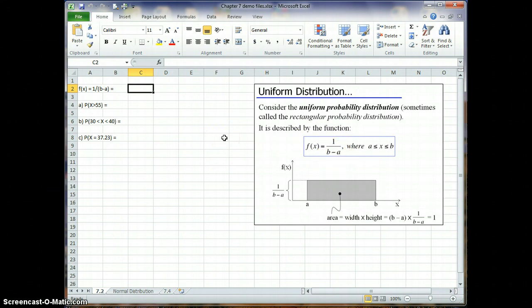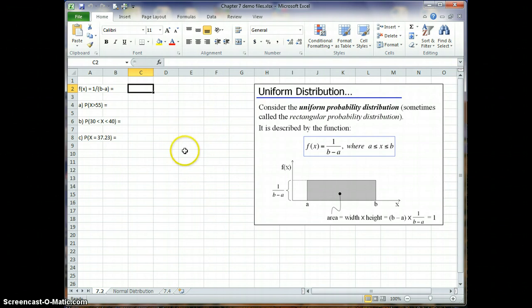Well, to make this more understandable, let's look at problem 7.2, which deals with the amount of time it takes for a student to complete a statistics quiz. We know that it's uniformly distributed between 30 and 60 minutes. And one student is selected at random. Find the probability of the following events. So the first one is that the student's going to require more than 55 minutes.